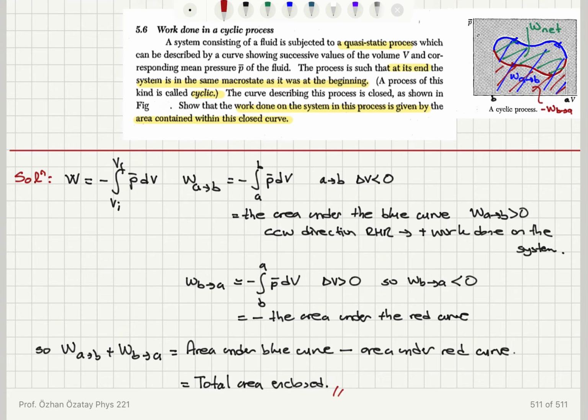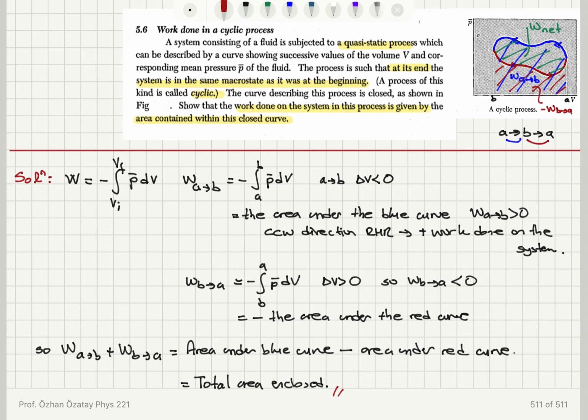Okay, so let's look at this one more time. We have a quasi-static process, which is a cyclic process. The end point and the beginning point is the same. So we start with A and end with A. So this is A, B, A. I'm looking at the process from A to B, and I call this the blue curve. Then I'm looking at B to A, and I call this the red curve. And I'm trying to calculate the work done on the system.